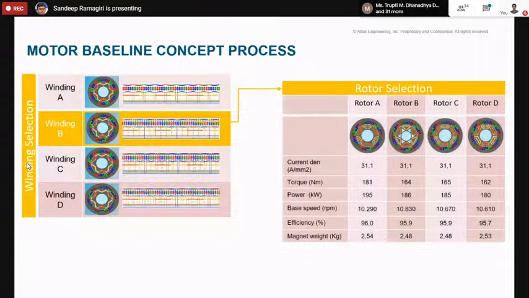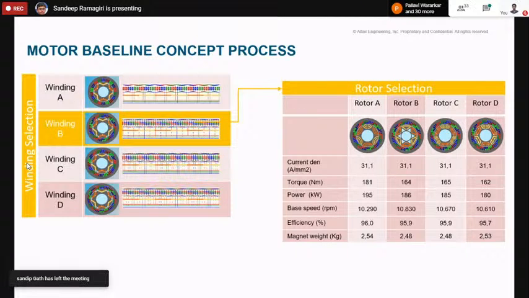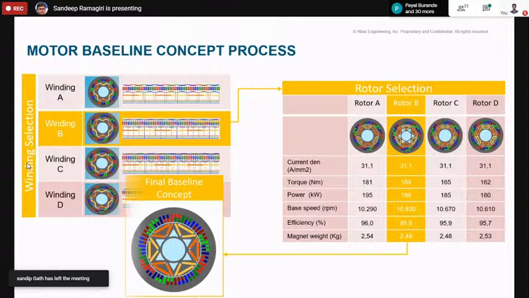As you can see here, we have compared several rotor configurations, rotor A to D, across several performance parameters first. You can look at the performance parameters, especially torque, power, base speed, and efficiency, and also the magnet weight. I wanted to have a higher efficiency. Rotor B has a good efficiency when compared to rotor C and rotor D. But when you compare rotor B and rotor A, rotor A has a higher efficiency, that is 96%, when compared to rotor B, that is 95.9%.